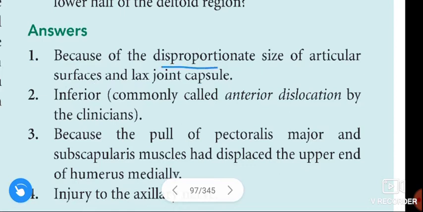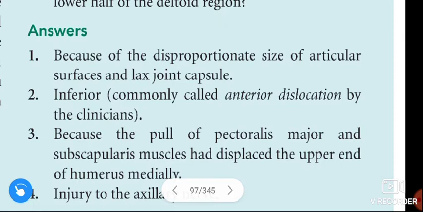That means a disproportionate size of articular surfaces means the articular surfaces of shoulder joint are head of the humerus and glenoid cavity. The head of the humerus is large and rounded. The glenoid cavity is small and shallow. Okay guys, these are the disproportionate sizes of the articular surfaces. And the other reason is lax joint capsule. Lax joint capsule is also a main reason for the dislocation of shoulder joint.